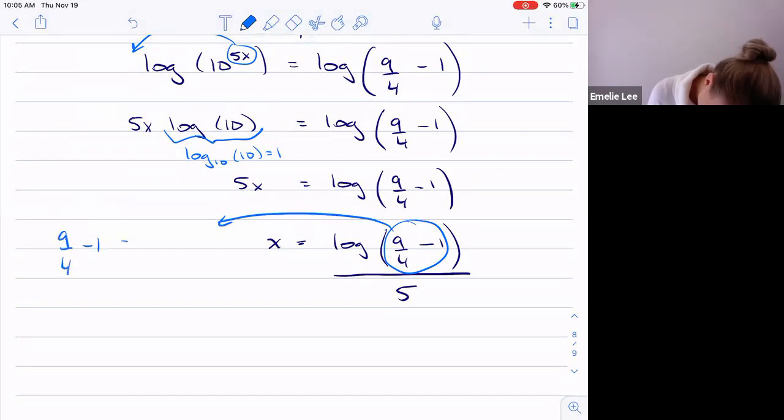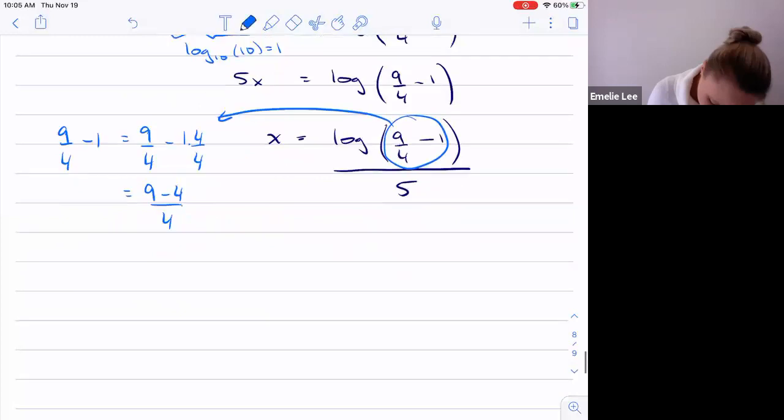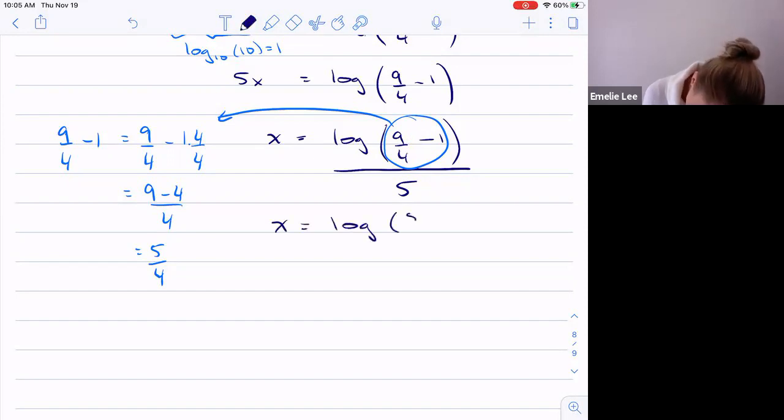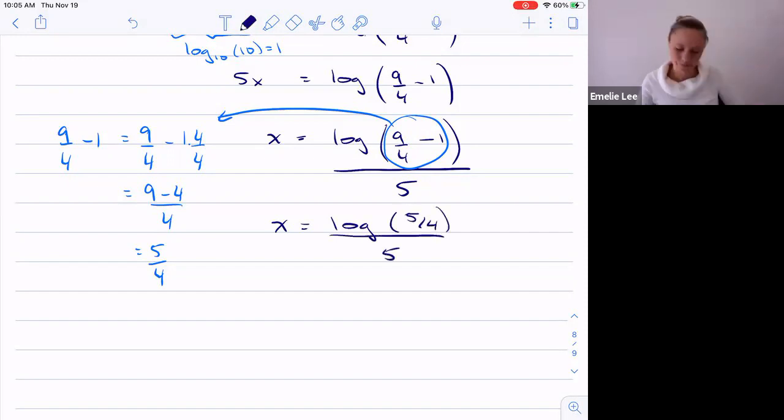9 over 4 minus 1 is the same as 9 over 4 minus 1 times 4 over 4, which is 9 minus 4 over 4, which is 5 over 4. Right? And so what we could do if we wanted to, we're going to get the same number. So if you're going for a decimal approximation, you don't have to do that simplification, right? But what we get is x is the log of 5 divided by 4 over 5.